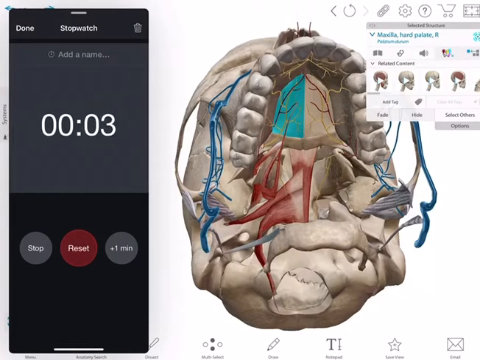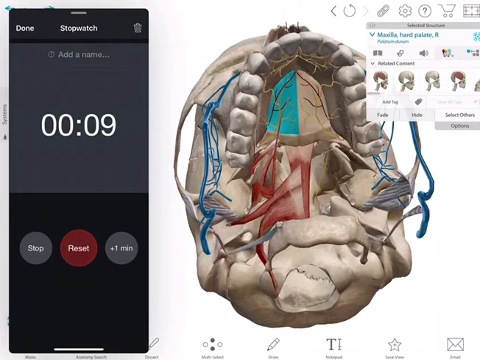So let's start. The hard palate is made mainly by the palatine process of the maxilla, which we are seeing now in blue, and also by the horizontal plate of the palatine bone. Anteriorly and laterally, the hard palate is surrounded by the upper alveolar arches from the maxilla. Also posteriorly we have the soft palate, and some landmarks we will see in the hard palate.